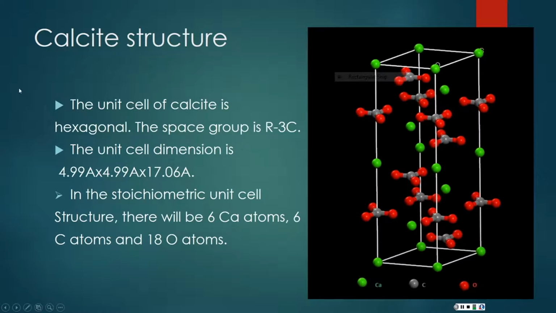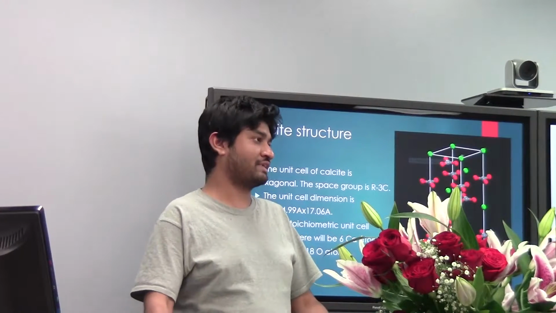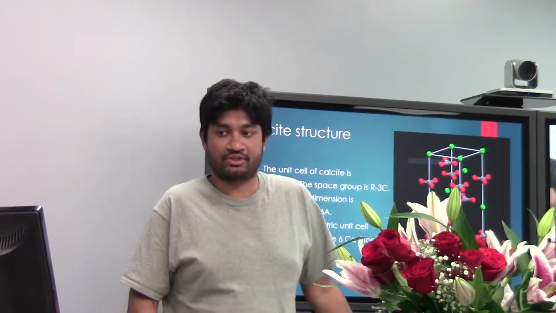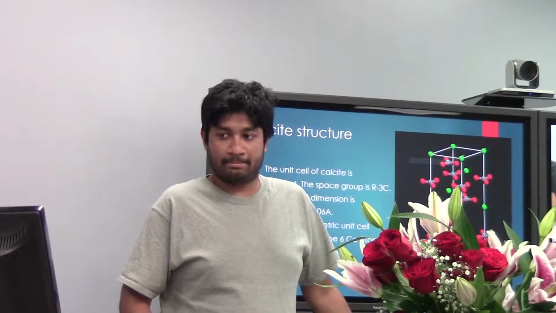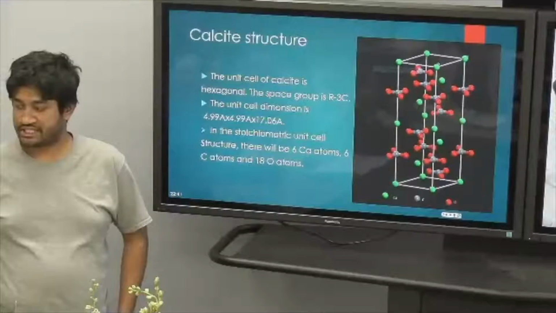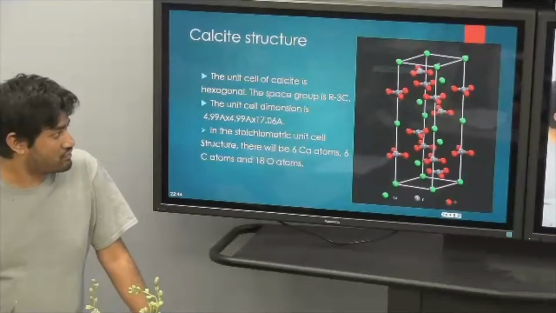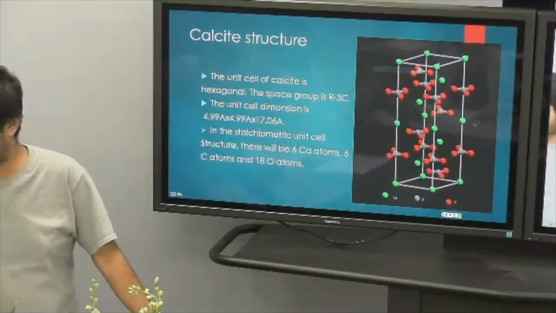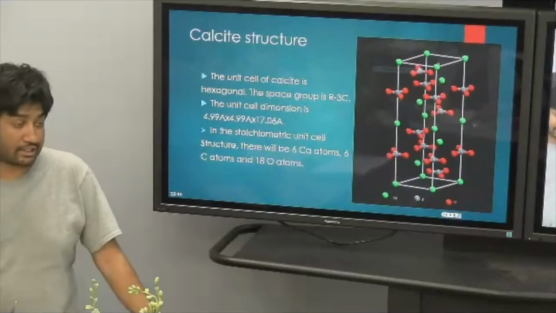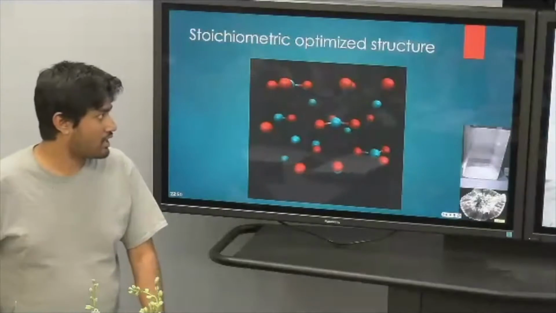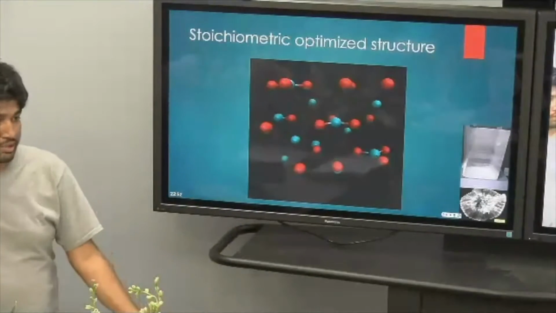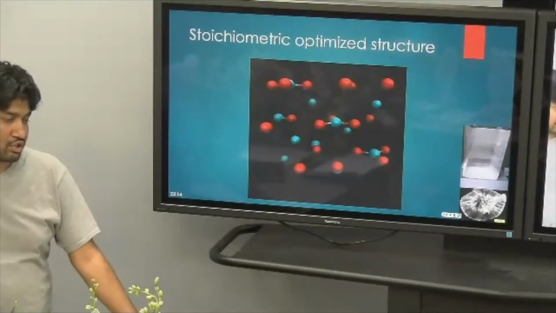This is the unit cell of calcite. The unit cell of calcite is hexagonal and the space group is R3C. In the stoichiometric unit cell structure, the value of Z will be 6, so there will be 6 carbon atoms, 6 calcium atoms and 18 oxygen atoms. Here we build our optimized structure for the MD simulation of calcite.